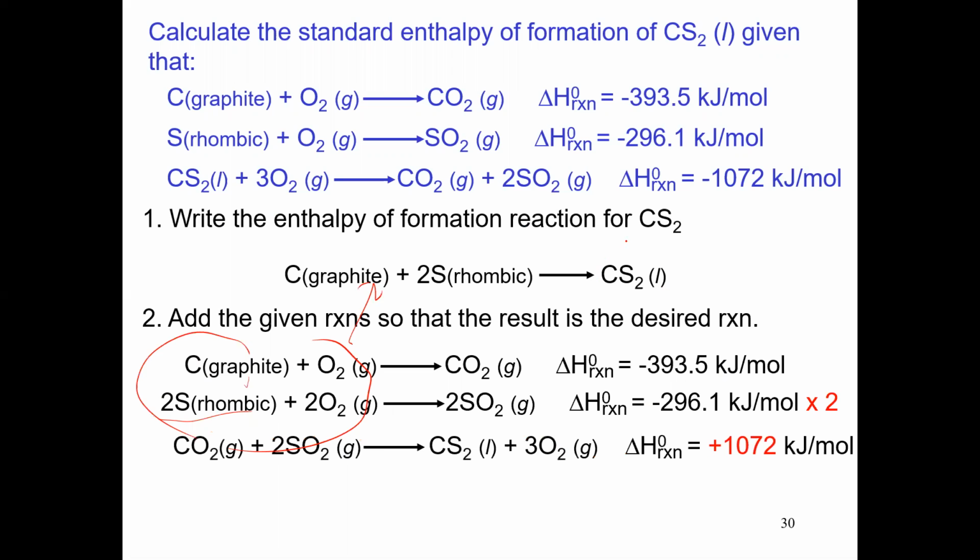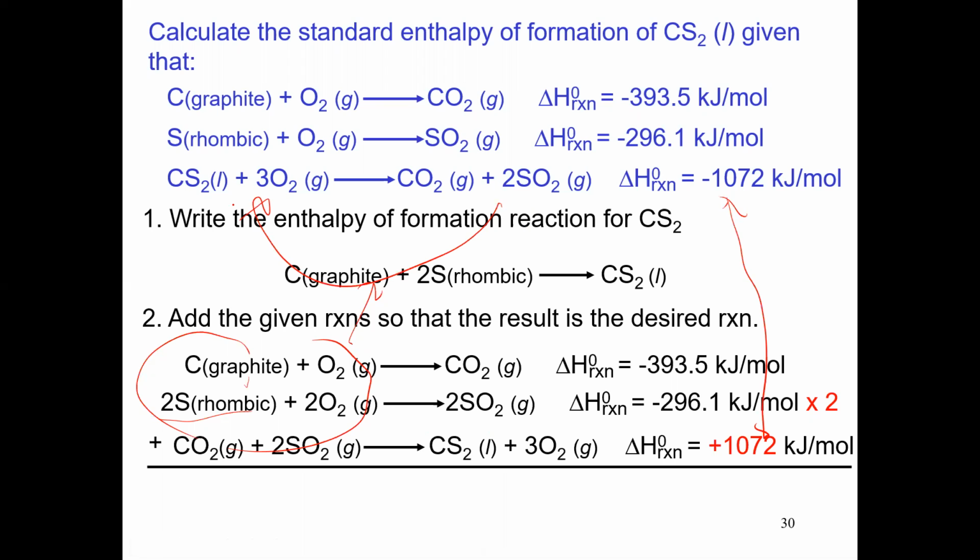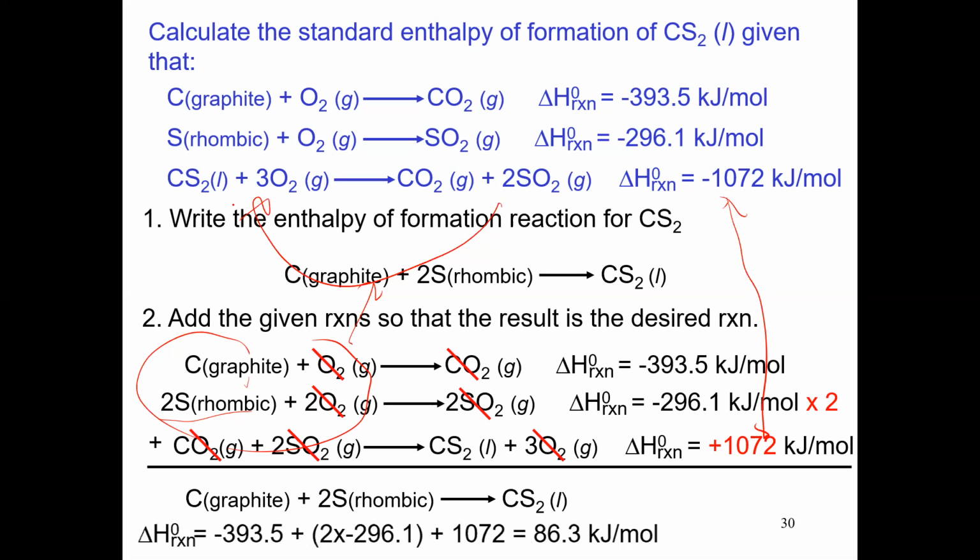So basically, you have to have the other part, CO2 plus 2SO2 goes to CS2 liquid plus 3CO2. And this is essentially inverted. So notice this and this. This whole equation is spun around there. And you have your product on that side, you add them all together. Certain things common to both sides cancel out. And you're left with your final result, which is the product at the end.